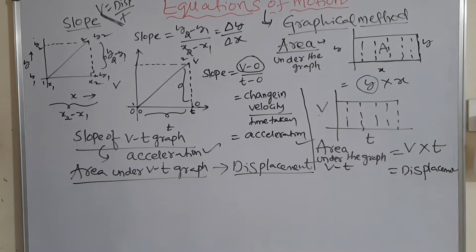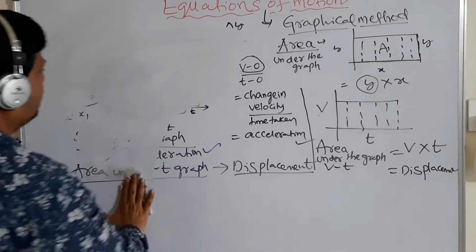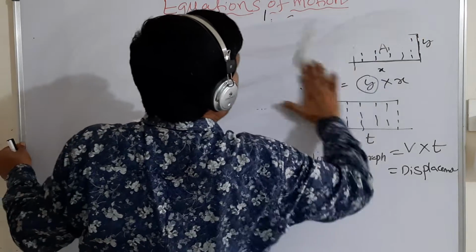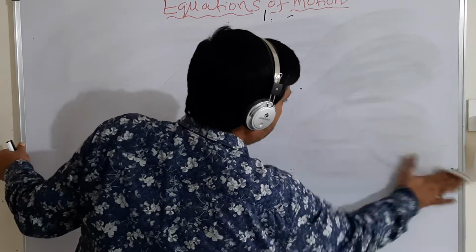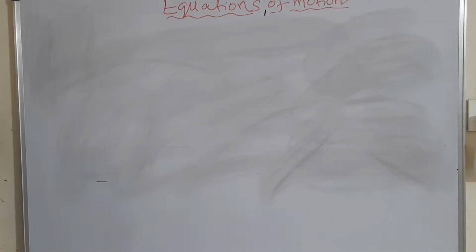Now see here. Now use the graphical method and derive the equations of motion. By which graph are we deriving the equations of motion? Velocity time graph.